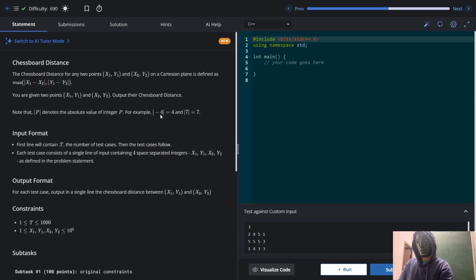For example, modulus of minus 4 is 4. Basically, the negative part you are removing, and modulus of 7 is 7. So yeah, it's easy. I don't know why its rating is 690. Don't worry, I'll be telling you on the board.